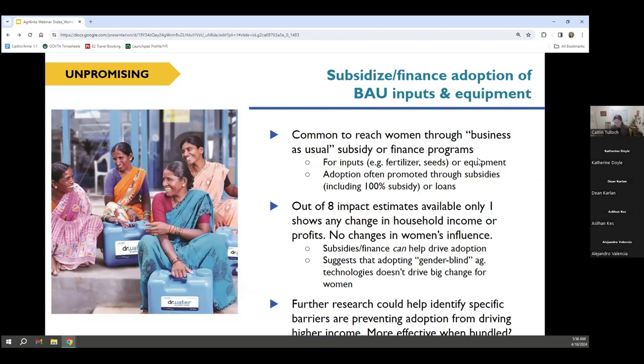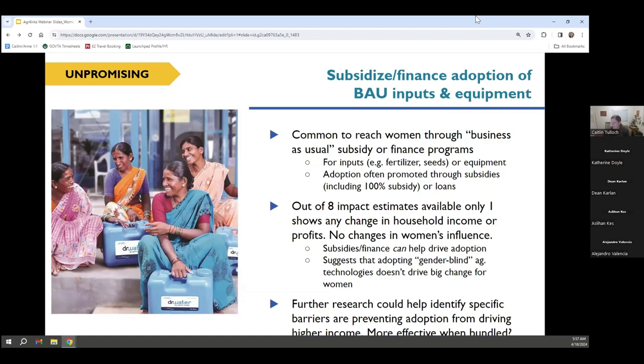The next of these interventions that we found to be relatively unpromising was subsidies or finance to promote the adoption of what I've called business as usual inputs and equipment. And we've got quite a lot of studies of this. This is a fairly common approach, I would say, to doing gender in the ag space. It's common to try and just simply reach women through business as usual subsidy or finance programs. This could be things like a national fertilizer voucher scheme or subsidies providing improved seeds. And adoption of these new inputs or equipment is often promoted through subsidies or loans.